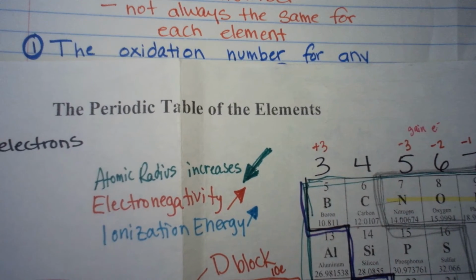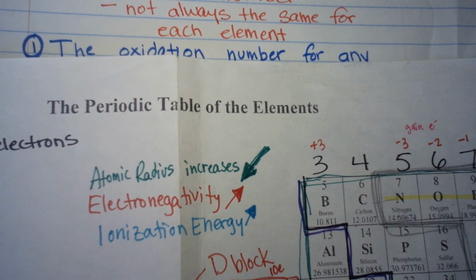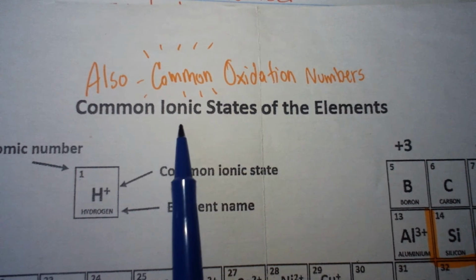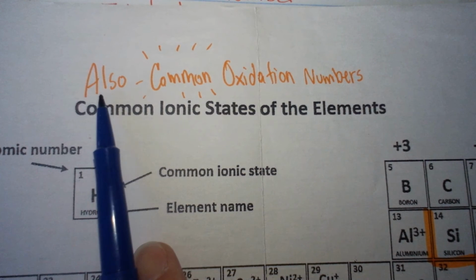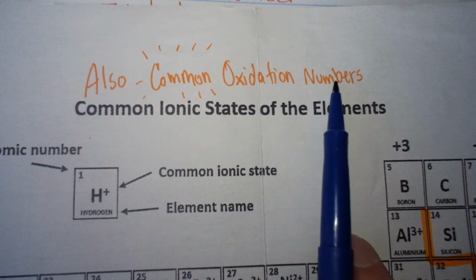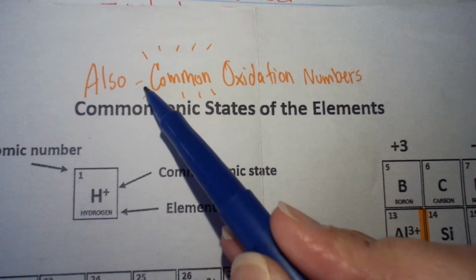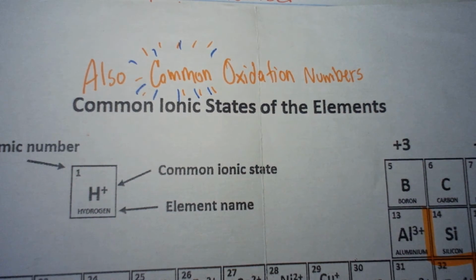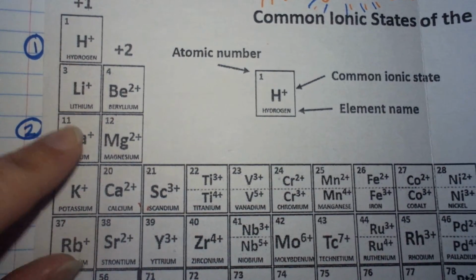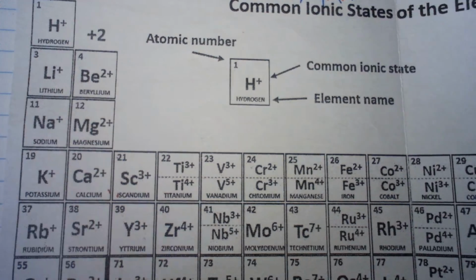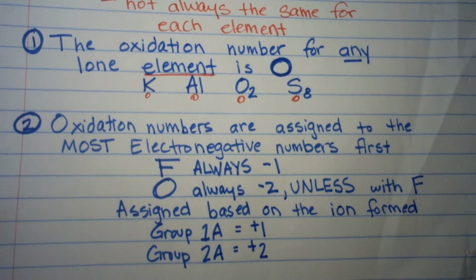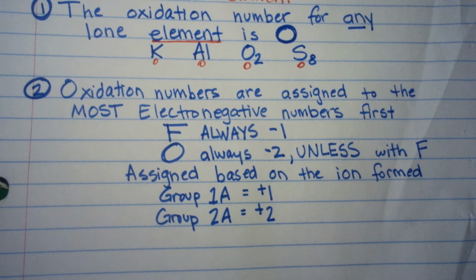Okay. So I also want to bring out the other cheat sheet that we have used a lot. It looks like this: common ionic states of elements. I wrote across the top also common oxidation numbers. Notice I highlighted common, because they're not always the same, but if we use this cheat sheet that has the ions that they form, we can get a good guess to start with. So that's what that one means. So that's the second rule. We'll come back to that as we try to write oxidation numbers.